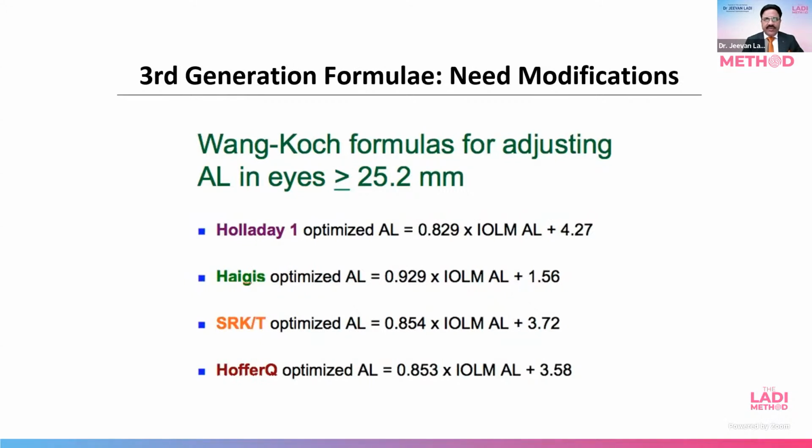The issue with third generation formulas is that, especially when the axial length is more than 25.2, you have to optimize this by using the Wang-Koch formula. Now, what are these figures? These are basically regression factors or regression analysis done after multiple patients were operated. Seeing their results, these formulae were derived. So eventually, you will have to use this formula to optimize your axial length. Otherwise, your IOL power calculation may not be accurate.